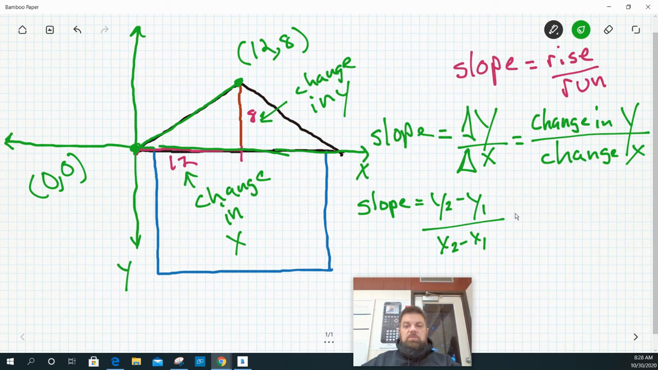Now what that allows me to do is label this x sub 2, y sub 2. In other words, these are my second x and y coordinates. This is x sub 1, y sub 1. So I would literally be saying 8 minus 0 all over 12 minus 0. And that would give me 8 over 12. If I divide the top and bottom by 4, then I would get 2/3. So my slope, my rise over run, is going to be 2/3.